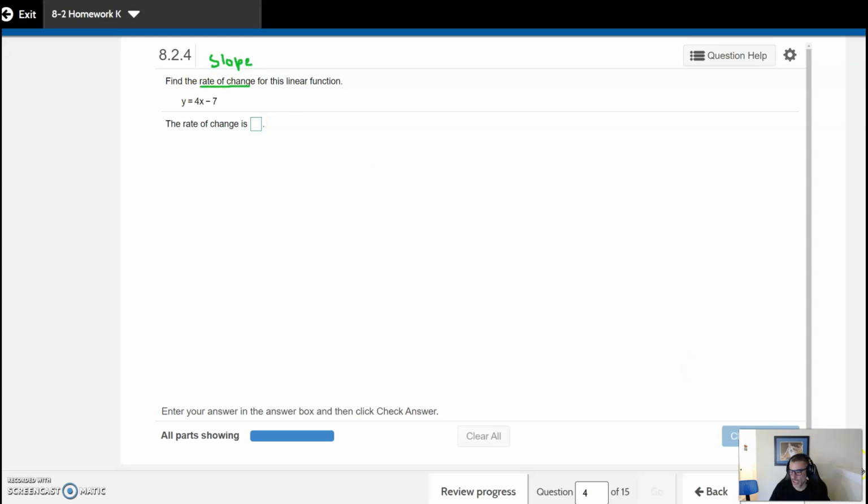The equation they give me, y is equal to 4x minus 7, is in slope-intercept form. Right? It's in y equals mx plus b form, where this is my m, and this is my b. Remember, if they were asking about the y-intercept here, we'd have to include this negative. So my rate of change or my slope is just 4.